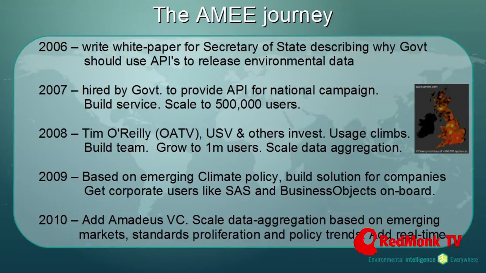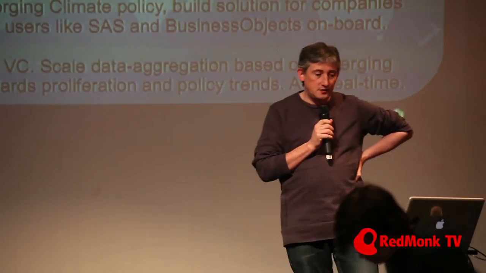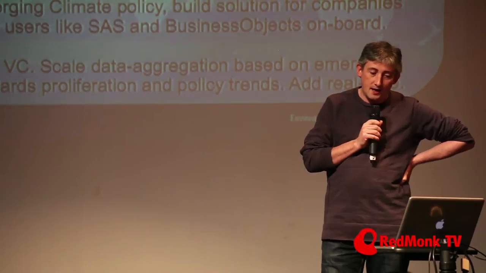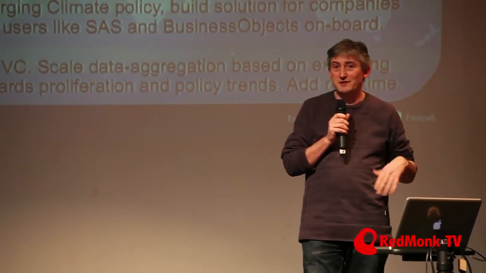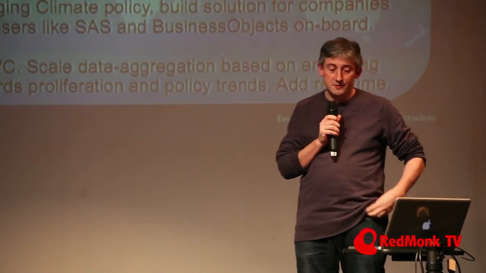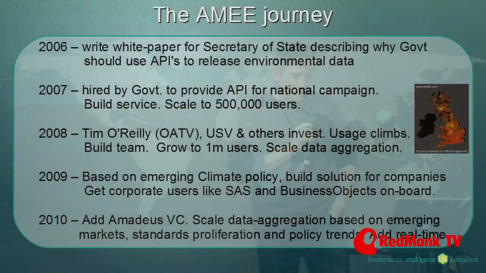In 2008, we were extremely fortunate to raise some money with O'Reilly Alphatech Ventures. So Tim O'Reilly came on board with Union Square. Our usage climbed. We got to about 1 million people using the platform for their footprinting. And we started to really scale our data aggregation. When we first started, we maybe had 10,000 data points or something that you could footprint. And we started scaling that up, and over the years, we've taken that up to 8 million. But that's still only the beginning.